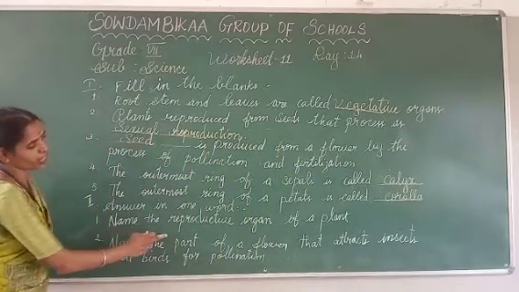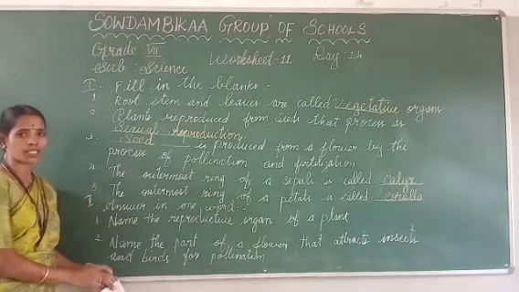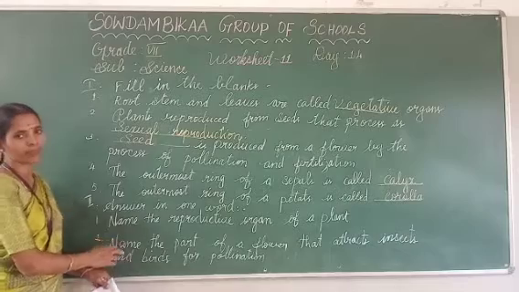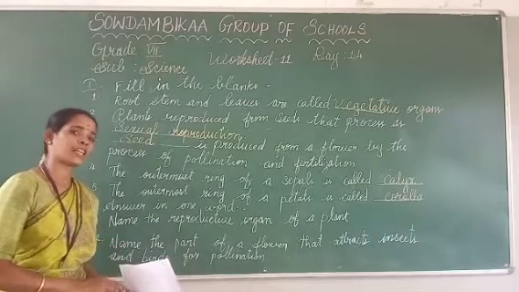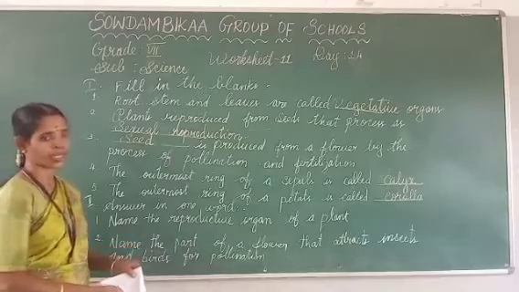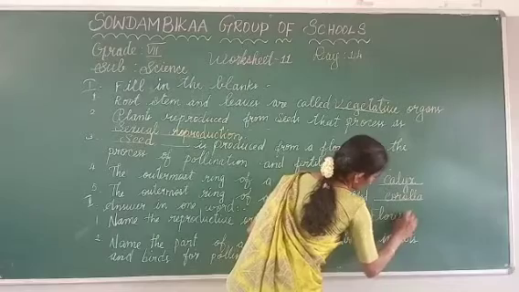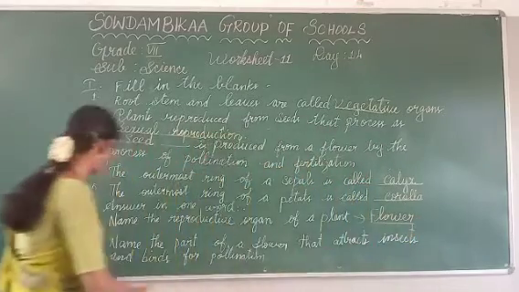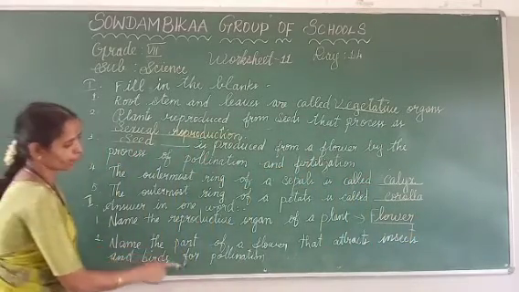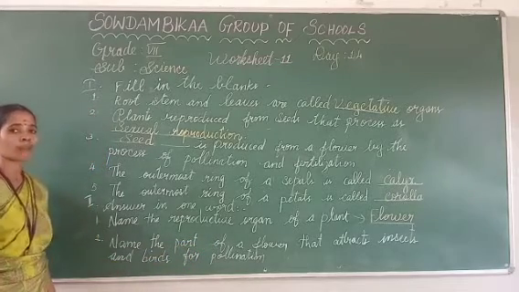Name the reproductive organ of a plant. In the plant, which part is a reproductive organ? Which part? It is a colorful, attractive part of a plant also. So what is the reproductive organ? Yes, very good. It is a flower. The answer is flower.